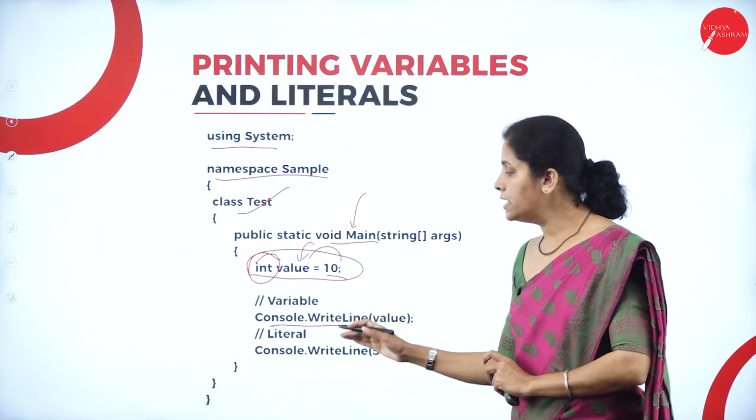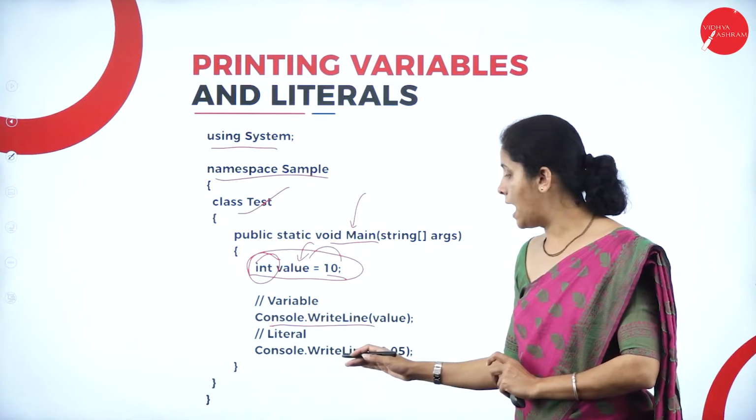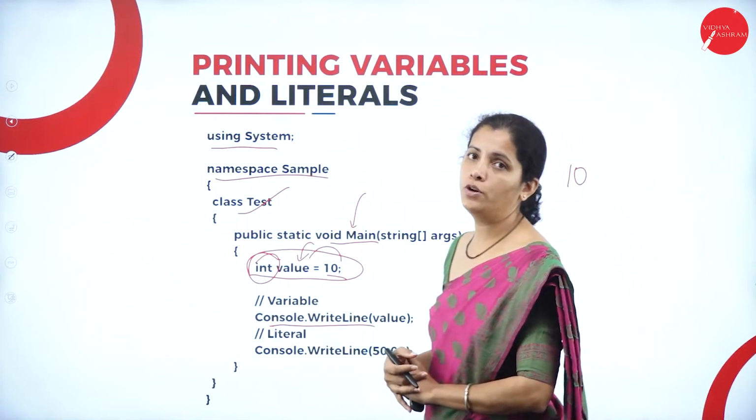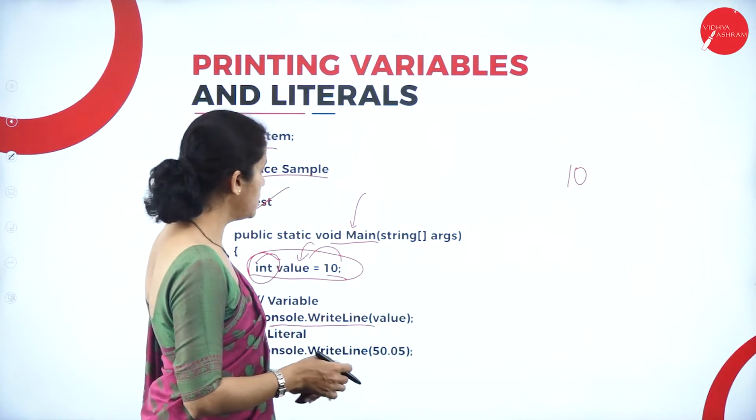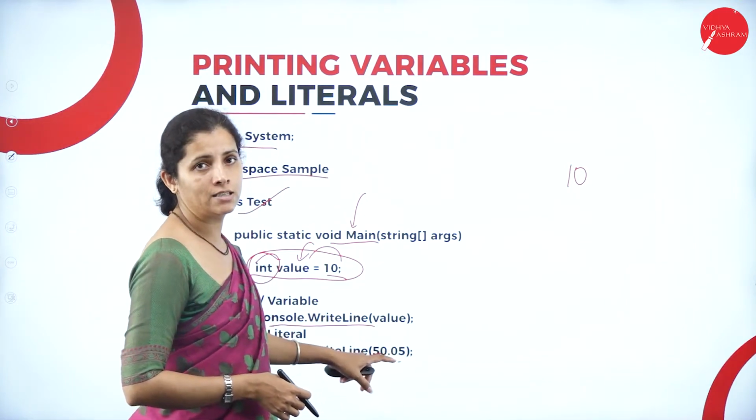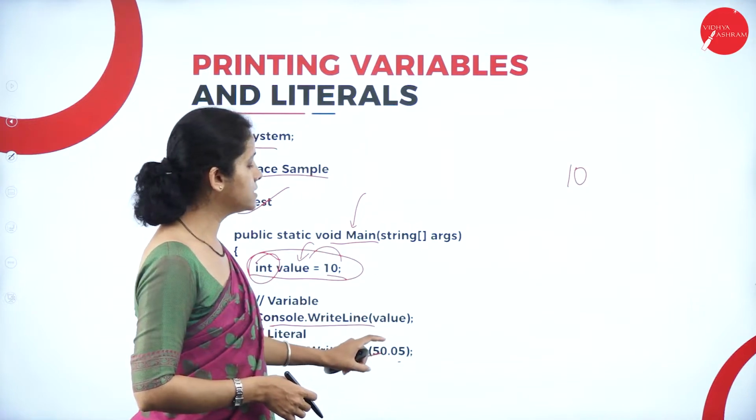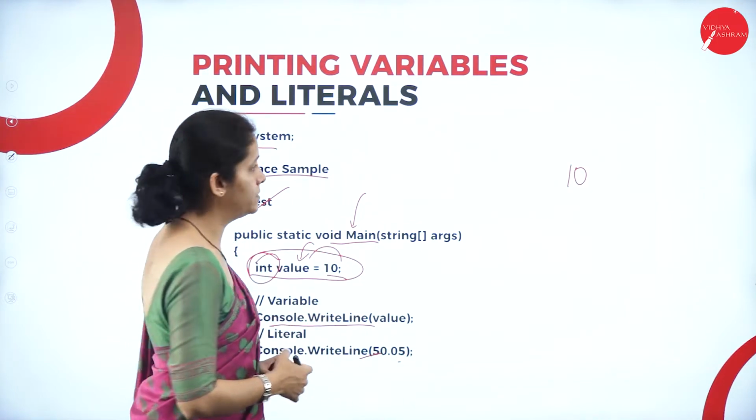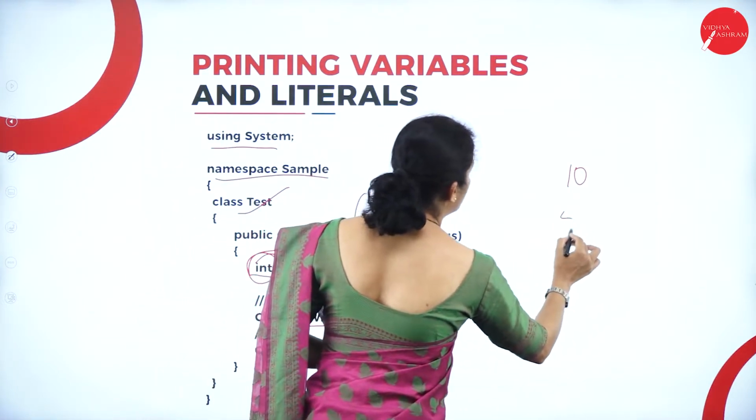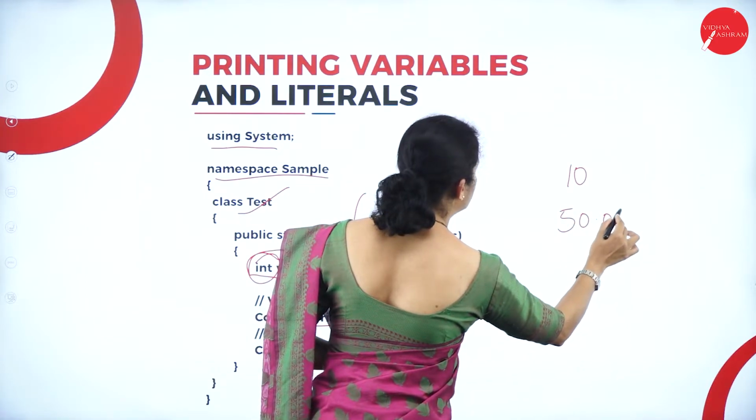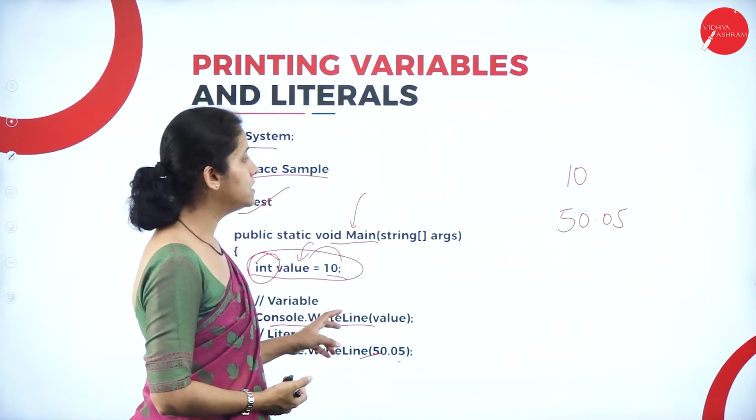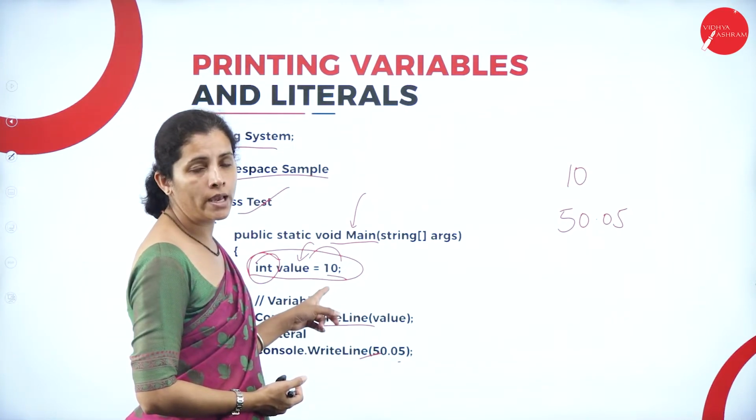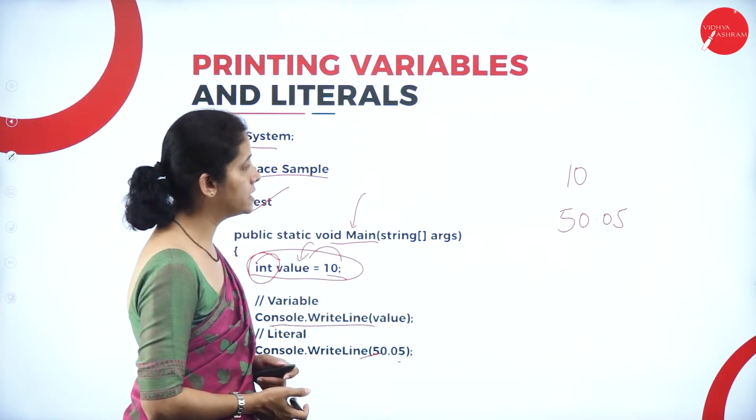Now, in the next statement, I have WriteLine, and I'm going to display 50.05. So, this is nothing but the literals. What is a literal here? Literals are nothing but the constants. And I have 50.05. So once again, the WriteLine method is used to print variables as well as literals.